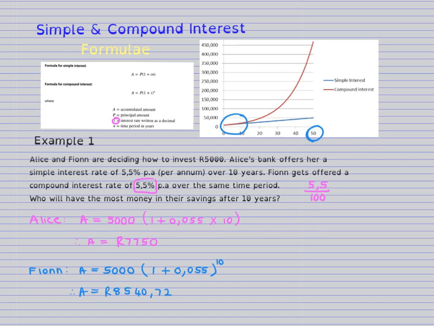That is amazing. And if we were taking out loans, we would love it if it was using simple interest. But unfortunately, the banks use compound interest. But yeah, those are your two formulae. Really nice and easy, super straightforward.